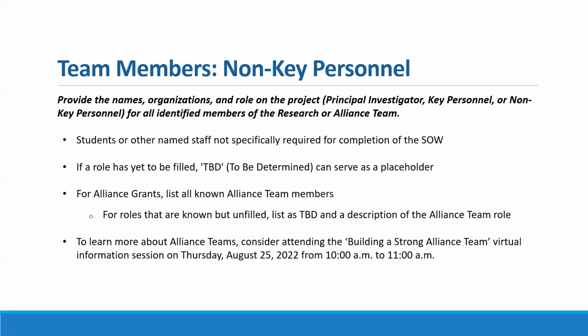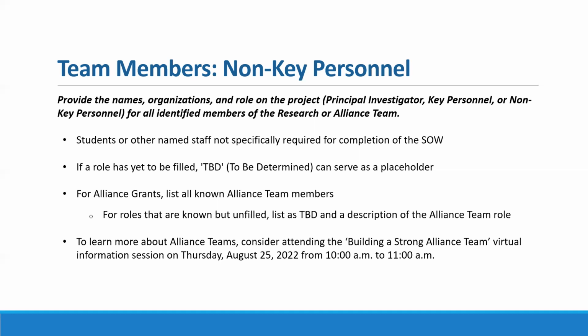Let's discuss non-key personnel then. This is the final category. Individuals that do not fit into the principal investigator role or into the key personnel role are going to be listed as non-key personnel. These are going to be individuals like students or other named staff that are not specifically required for completion of the scope of work. Again, your key personnel are individuals that are specifically required to carry out the scope of work. Here you're going to have those that are not specifically required.